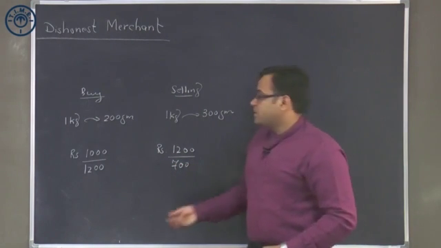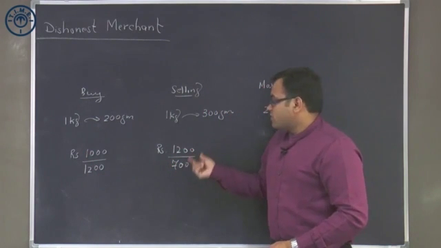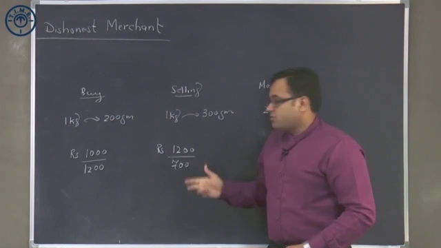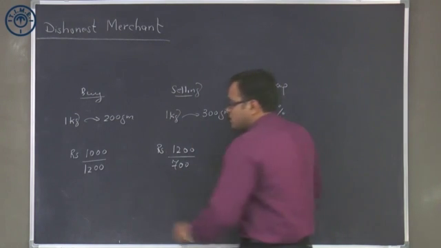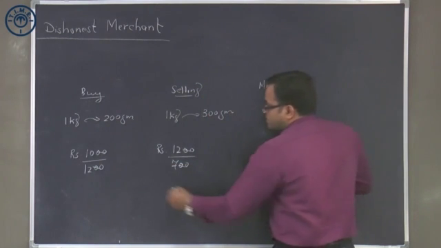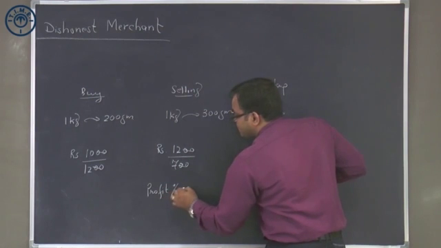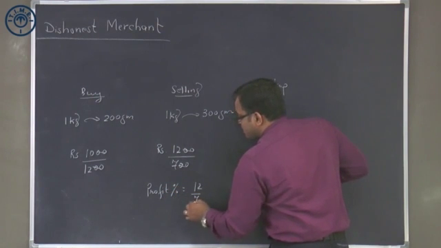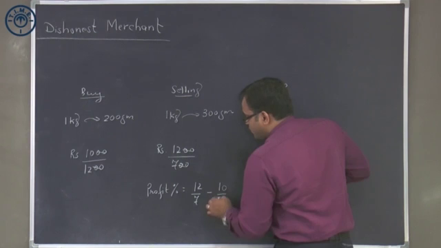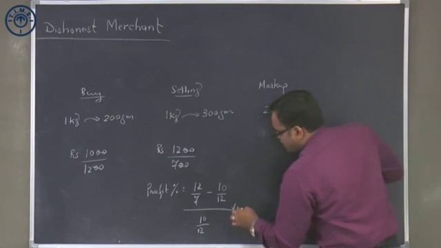So my cost price per unit is 1000 upon 1200. My selling price per unit is 1200 upon 700. What is my profit percentage? That should be pretty straightforward from here. So I'll remove these two. My profit percentage is equal to 12 upon 7 minus 10 upon 12 divided by 10 upon 12 multiplied by 100.